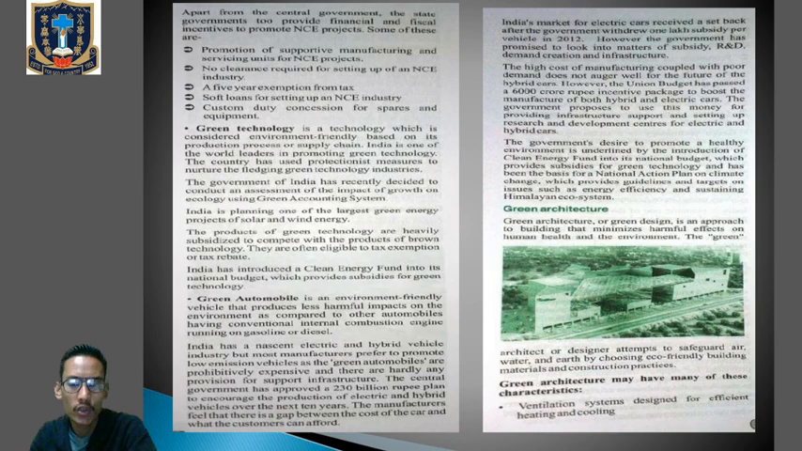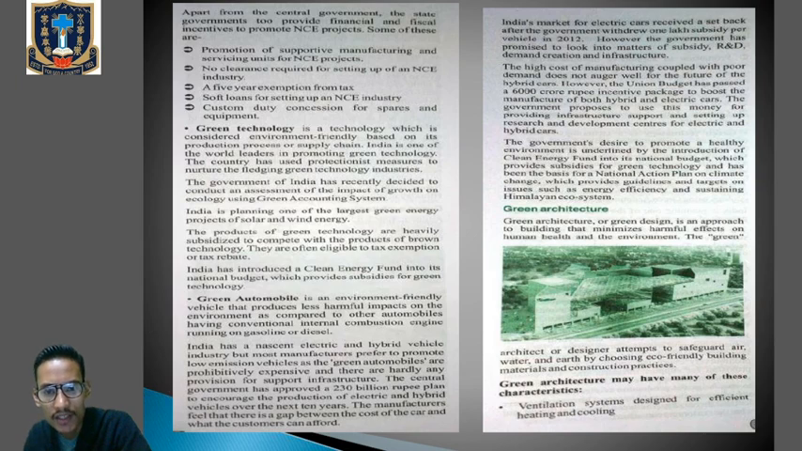Next one is green technology, a technology which is considered environmentally friendly because it does not hamper or affect the environment, based on its production, processes or supply chain. India is one of the world leaders in promoting green technology. The country has used protection measures to nurture the fledgling green technology industries. The government of India has recently decided to conduct an assessment of the impact of growth on ecology using a green accounting system. Can you remember the system name?